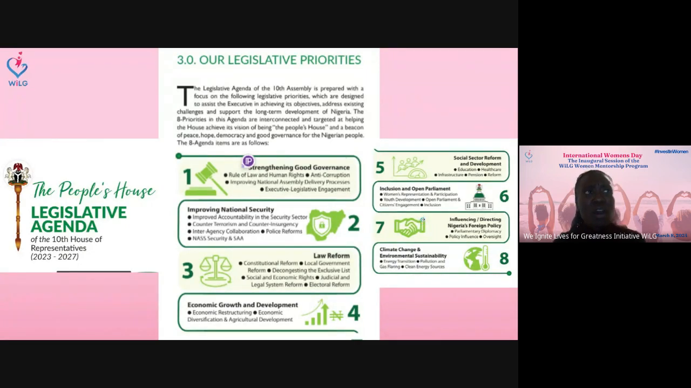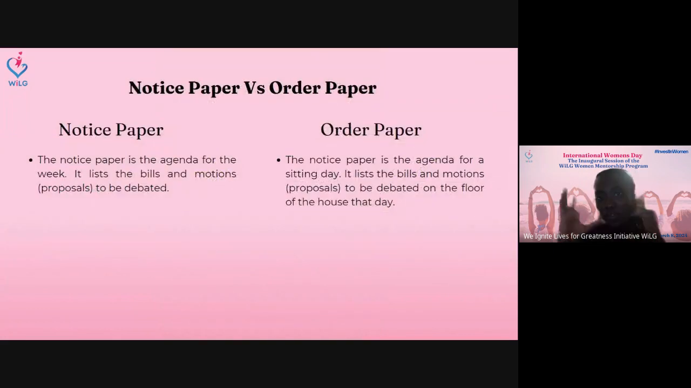And if you saw, the Speaker of the House of Reps had an International Women's Day event. So that is the House also trying to lead with their priorities and drive engagement. Then there's also inclusion. They're also trying to do influencing, directing Nigeria's foreign policy, climate change, and environmental sustainability, which is very, very good, right?